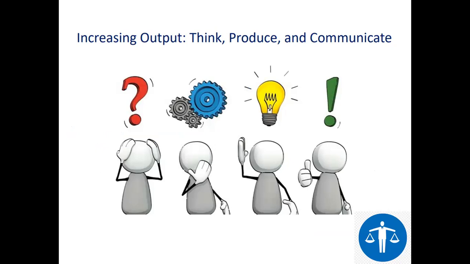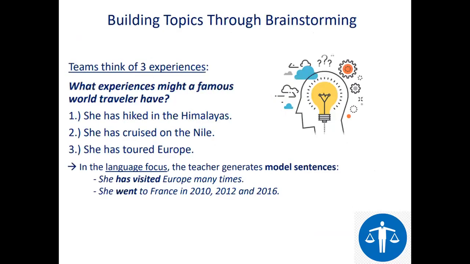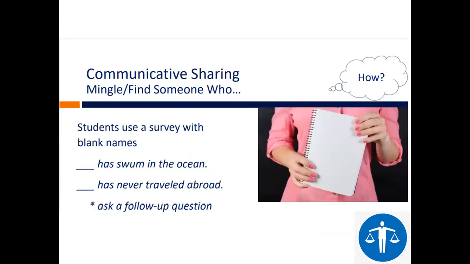Now over here, I'll try to give games. Building topics through brainstorming. Teams think of 3 experiences. What experiences might a famous world traveler have? First, she has hiked in the Himalayas. Number 2, she has cruised on the Nile. Number 3, she has toured Europe. In the language focus, the teacher generates model sentences. She has visited Europe many times. She went to France in 2010, 2012, and 2016.